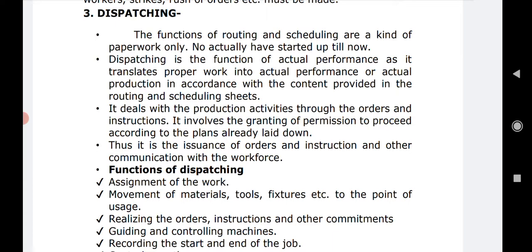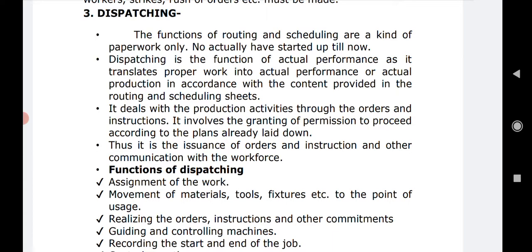The third stage, or third function, is known as dispatching. Now what happens exactly here? The functions of routing and scheduling are a kind of paperwork only, so no work has actually started up till now. But dispatching is such a phase wherein actual performance begins, right?